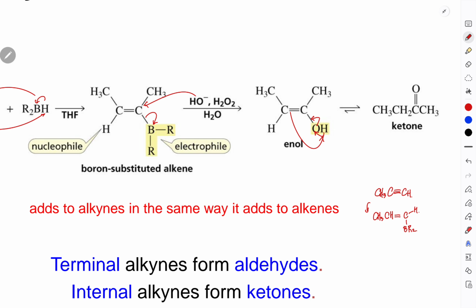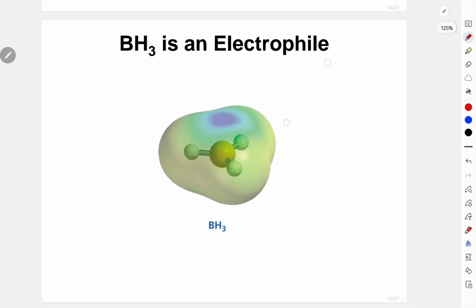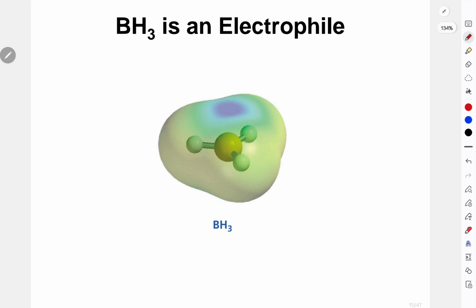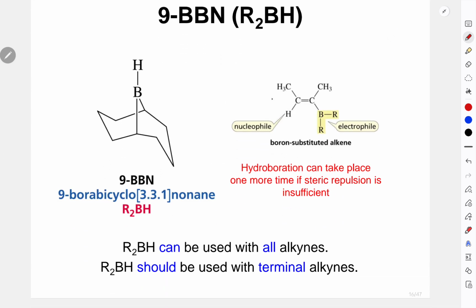Okay, this is what you already know. BH3 is an electrophile; you have an empty p orbital, and it is willing to accept electrons. This is a special form of the boron species, and it can participate well in addition-type reactions, addition to the olefin double bond or even triple bonds.